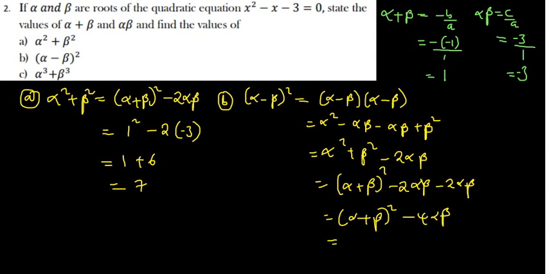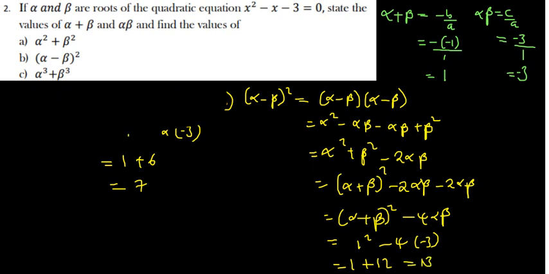Now we substitute. Where there is alpha plus beta, we are going to substitute 1, and that is squared, minus 4. Where there is alpha times beta, substitute negative 3, and this gives us 1 plus 12, which is a 13. You can answer now the last question on this part.